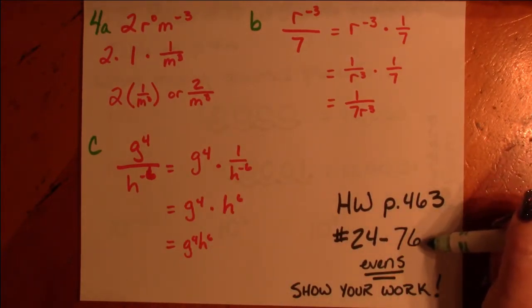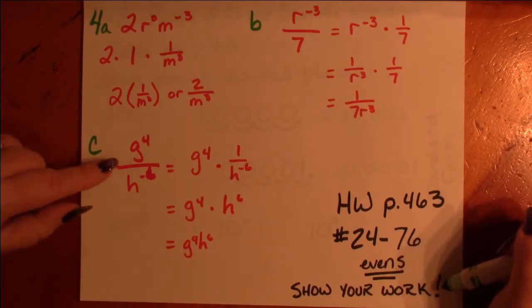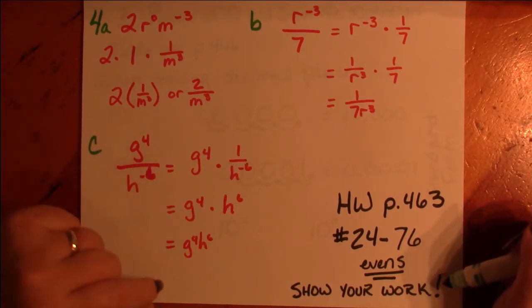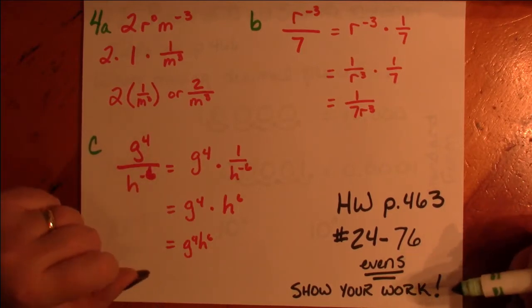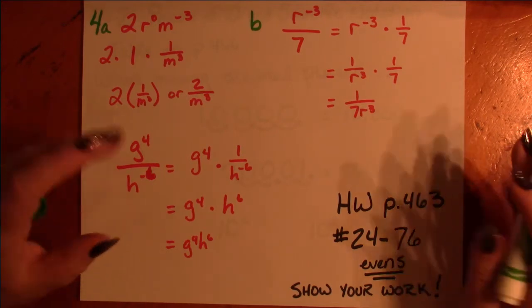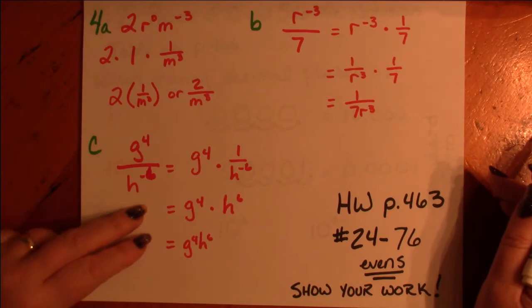So for section 1, the homework starts on page 463. You're going to do the evens, 24 through 76. And you're going to show your work. Your work is going to look just like this so I can see you break it down because this is section 1. They're just going to get more complicated. So please make sure you're on top of all your work. Okay? I'll see you tomorrow.